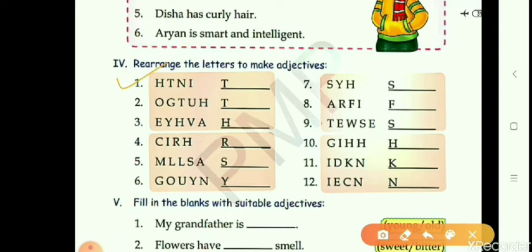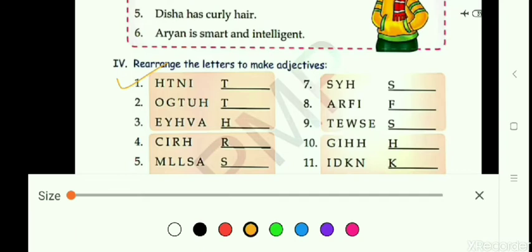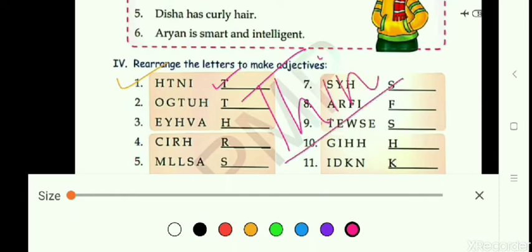HTNI, and children, the word should start with T. So which word can it be? Children, it is THIN. Thin. Okay. Thin is a describing word. It's an adjective. Okay. Now the next one we'll do.